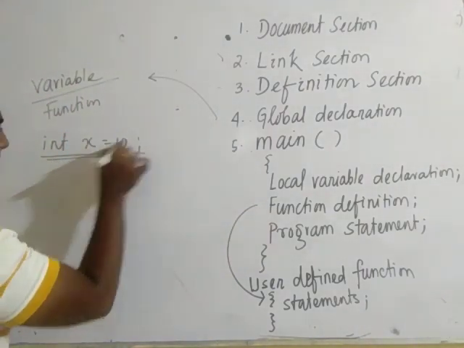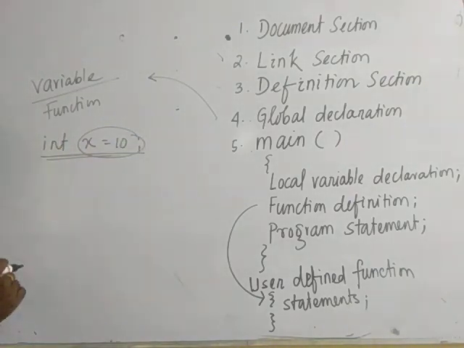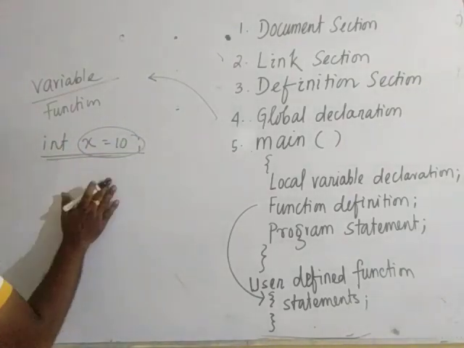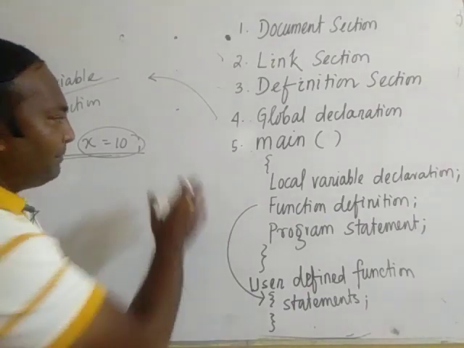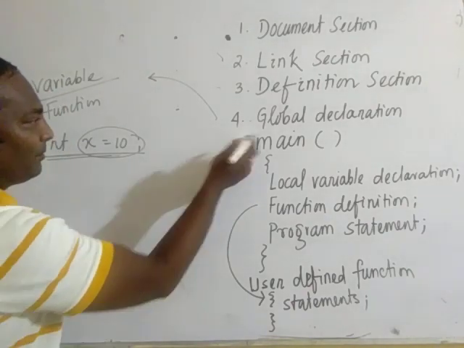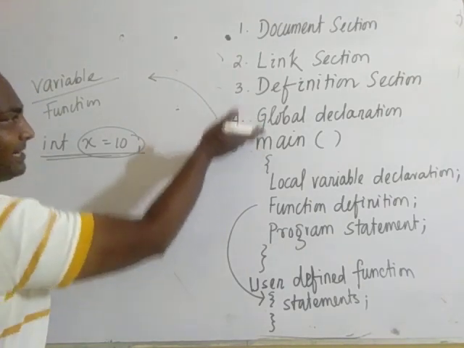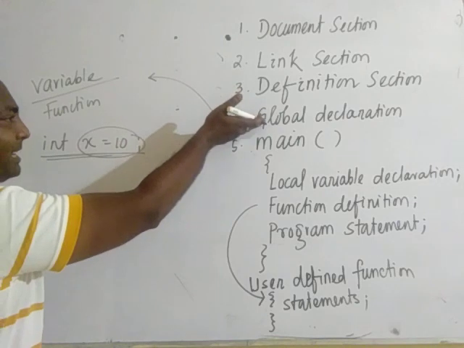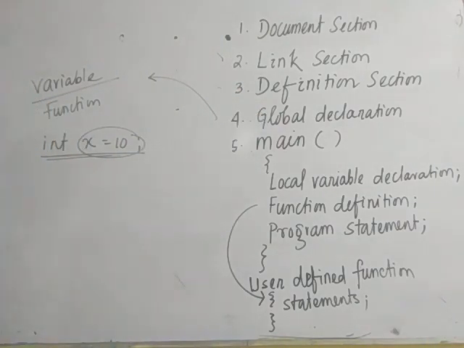So outside the main function, this is a global variable declaration. That means x is equal to 10 throughout the program. Its value will remain unchanged, or fixed, throughout the program because it is globally declared. It is outside the main function because the program starts from the main function. So it is known as global declaration.